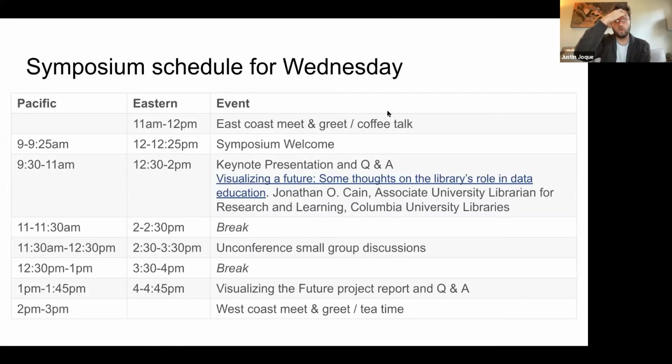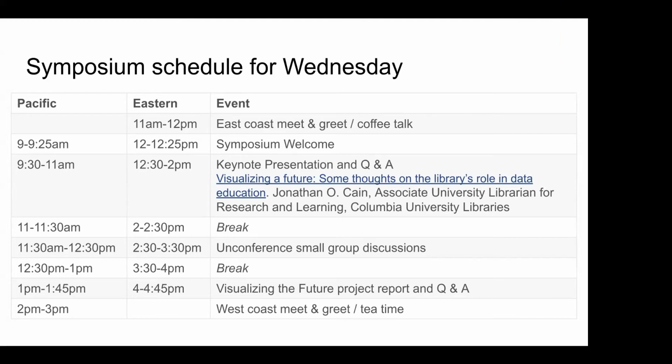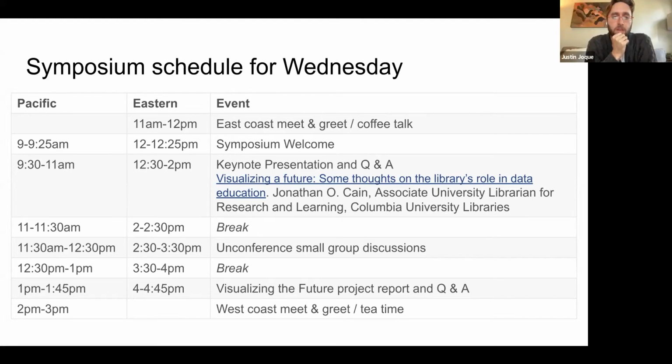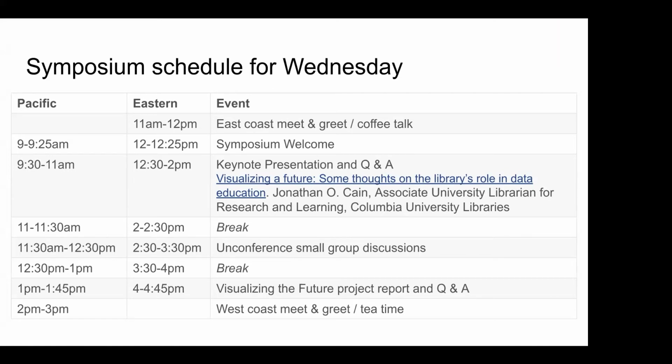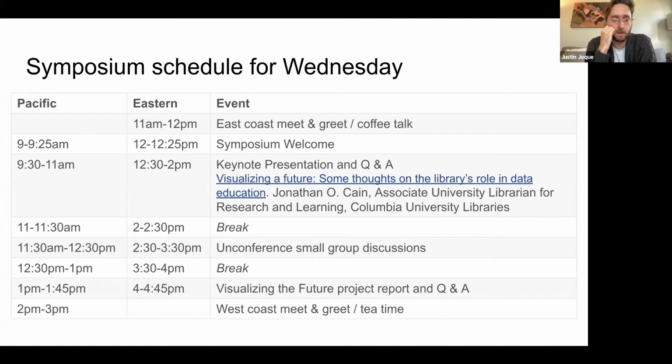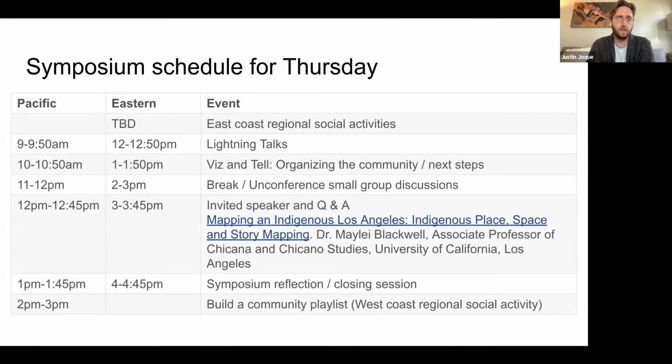So just a quick overview of today's events. We had a very nice meet and greet with a fair number of people, mostly on the East Coast. We are right now in the middle of the symposium welcome. Then at 12:30, I'm really looking forward to Jonathan Kane, AUL for Research and Learning at Columbia University Libraries, giving a keynote about the library's role in data education. Then we'll have a small unconference with small group discussions. And finally, between 4 and 4:45 p.m., we'll have the official project report from the grant. So if you want to know more about the grant, please join us for that. And then Thursday, everything's up.